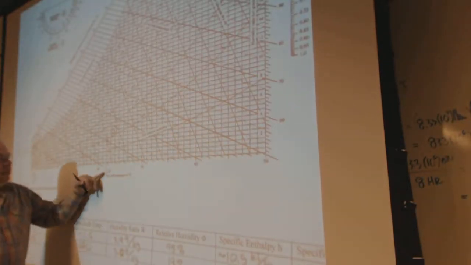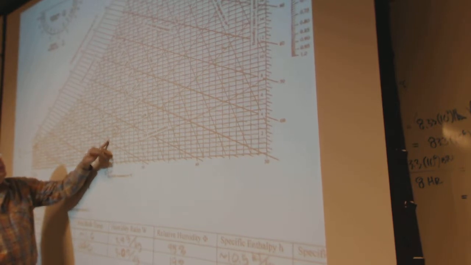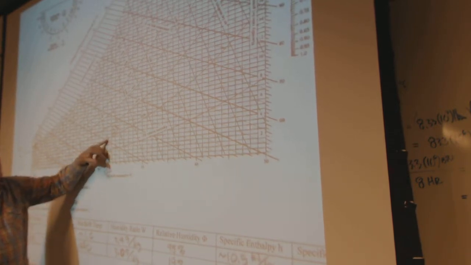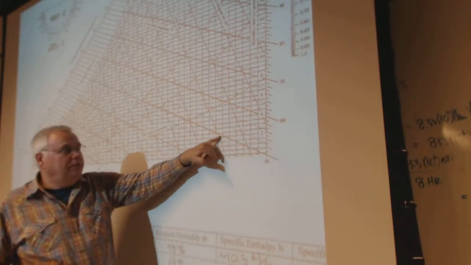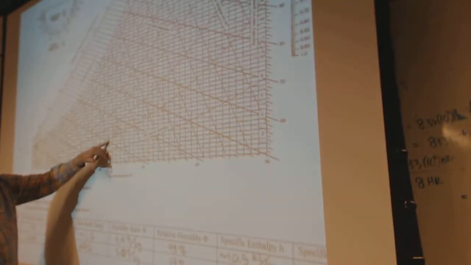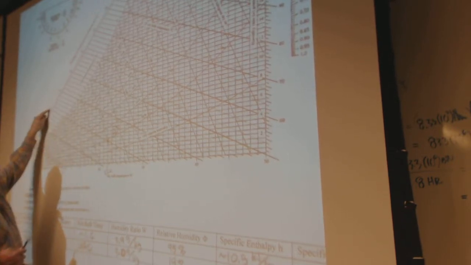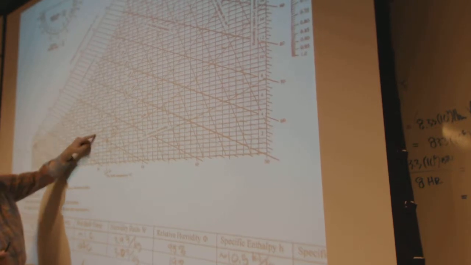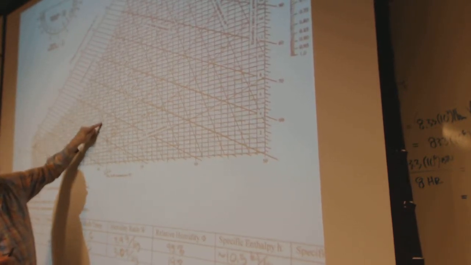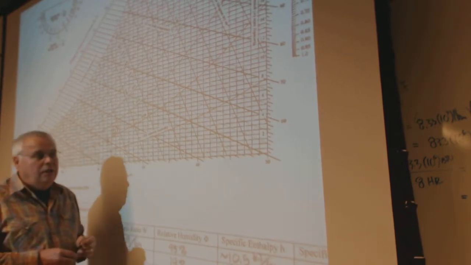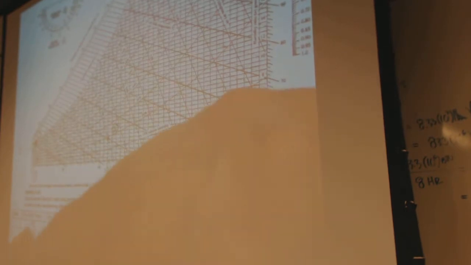So we have 22 degrees C at 19% relative humidity. Comes across at about 3 grams of moisture. It's about 30 kilojoules per kilogram. It's about right on 0.84. The specific volume, the density.